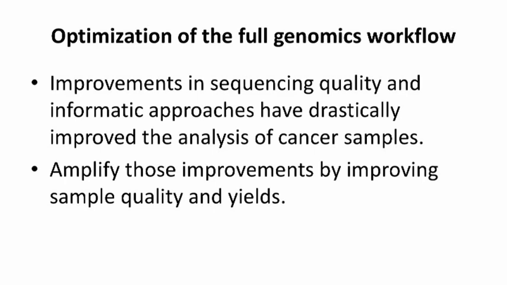So as we've looked at this holistic protocol, we really wanted to look at optimization of the full genomics workflow. The improvements I've been mentioning on the sequencing side and the informatic approaches have drastically improved the analysis of cancer samples. Certainly not unique to our group, but in the field in general, as evidenced in the last talk about the different pipelines and their optimizations. But can we amplify those improvements by taking a very basic concept? If you carefully improve the sample quality and the yields, how much can you then amplify any optimizations you have after that, if you just have better quality samples?